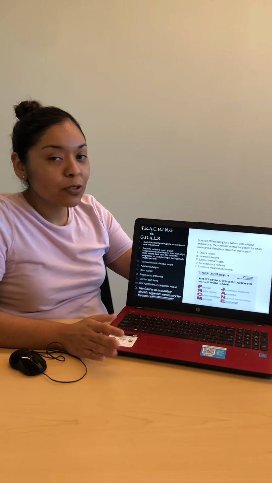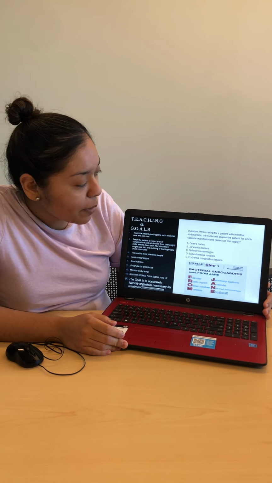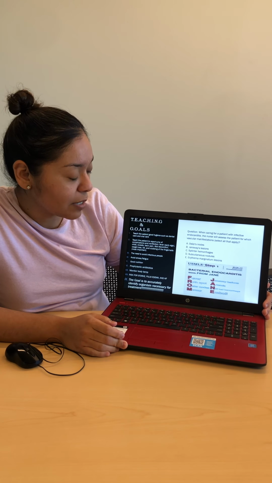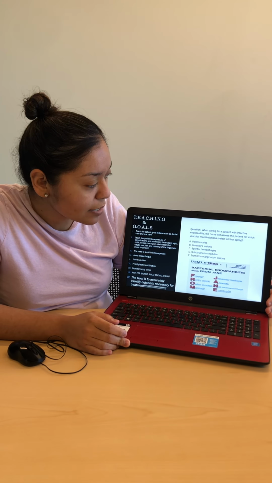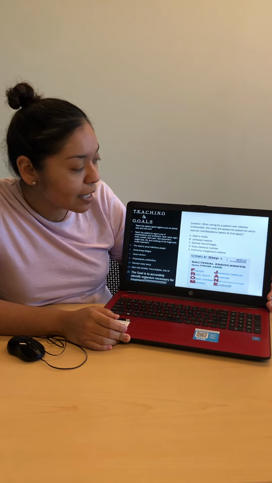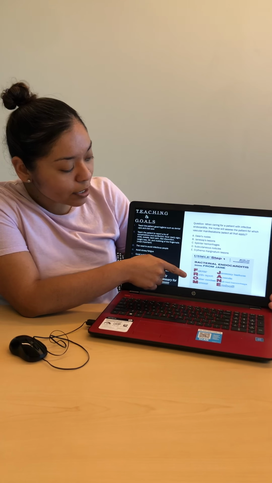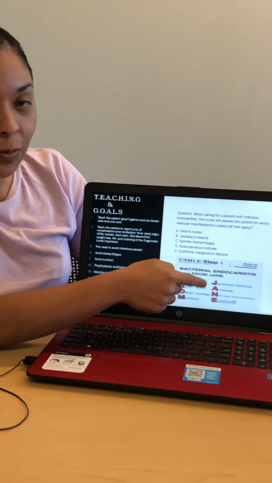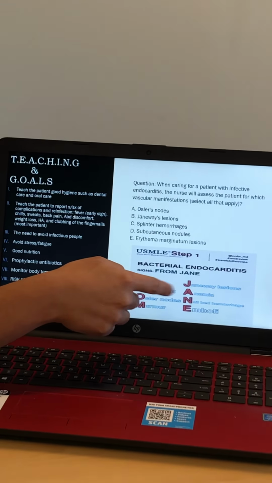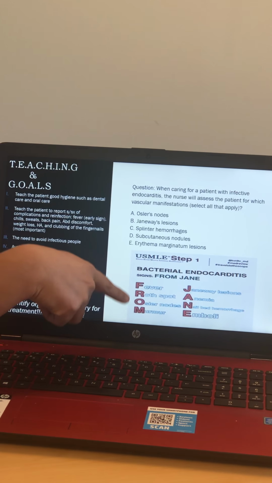And a question to challenge your knowledge is, when caring for a patient with infective endocarditis, the nurse will assess the patient for which vascular manifestations, select all that apply. And I went ahead and added a mnemonic here to let you know a way that you can remember the bacterial endocarditis symptoms, and it's from Jane.